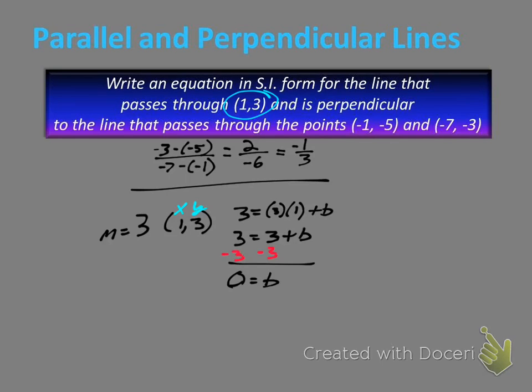All right, now step 3. Rewrite it. Y equals 3x plus 0. Do we need the plus 0? No. Y equals 3x.